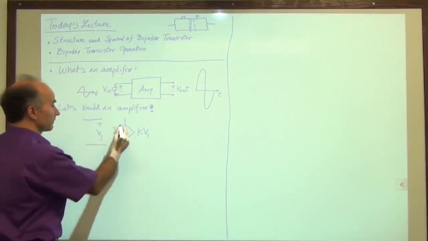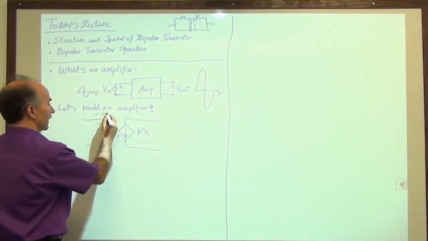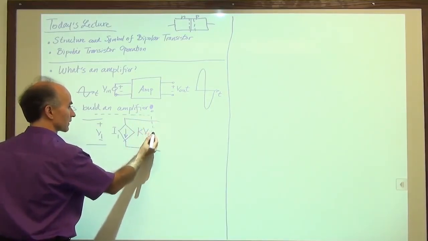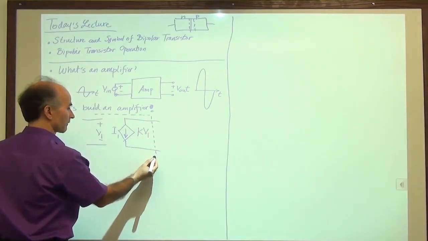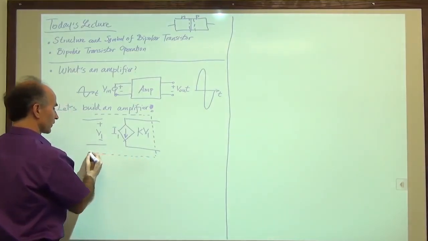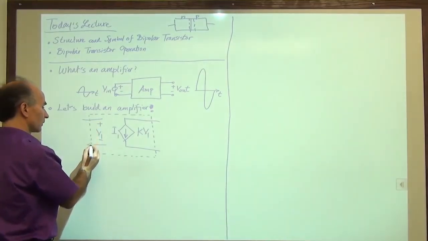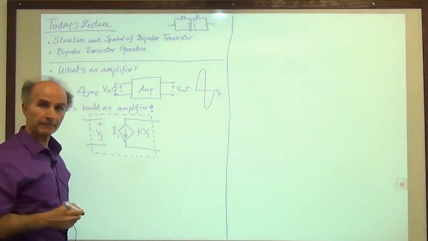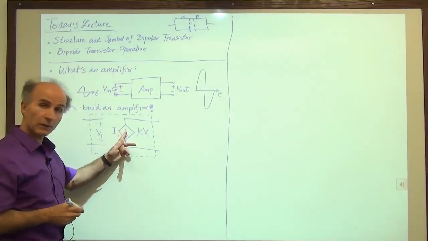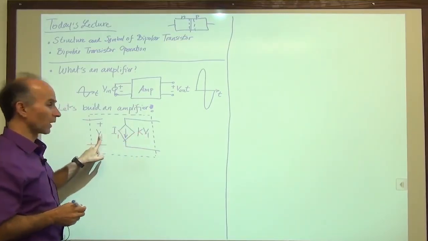Okay? So I buy this device. This is a voltage-dependent current source. It's a current source, and its value depends on a voltage. So we call it a voltage-dependent current source. Sometimes we call it a voltage-controlled current source. Same thing. This current source has a value that is K times V1.